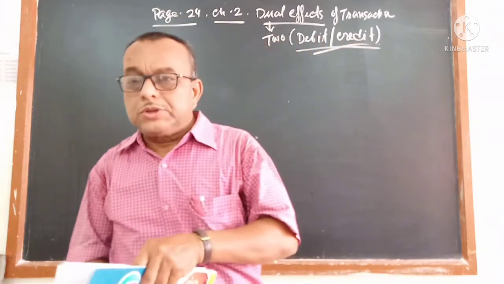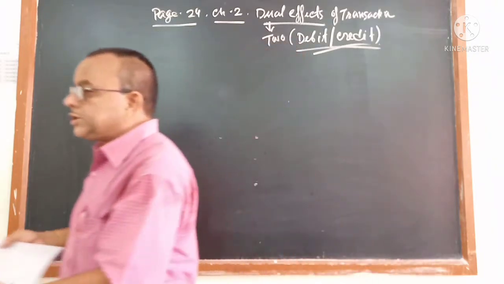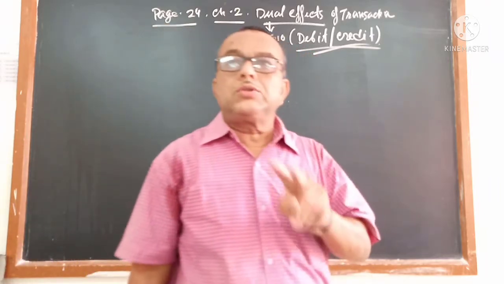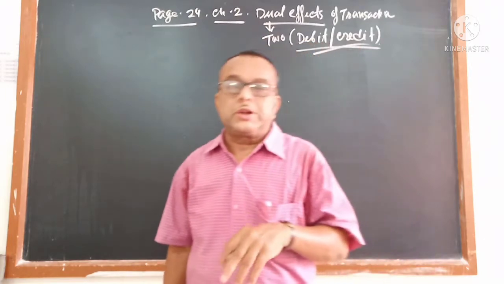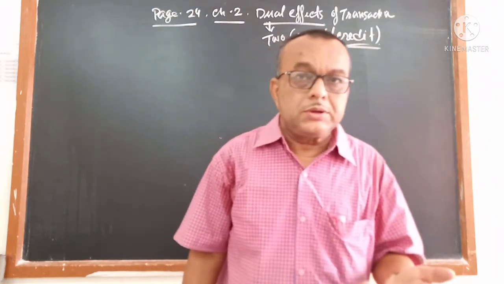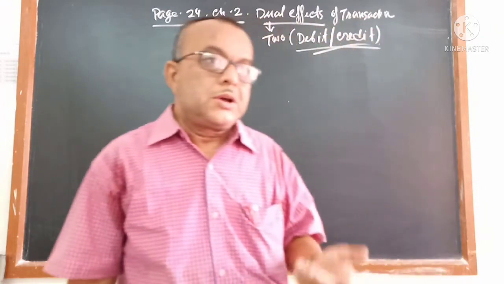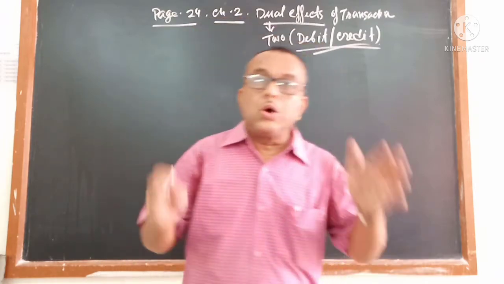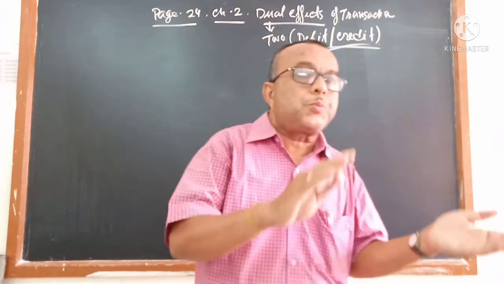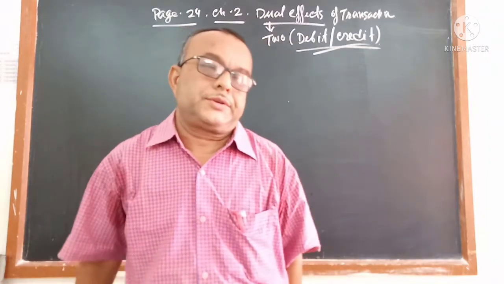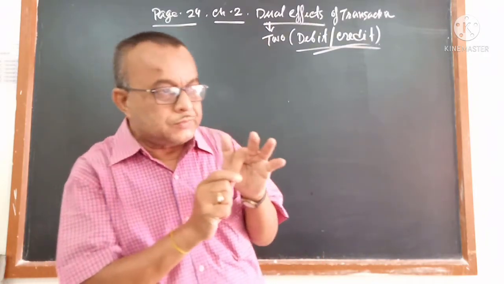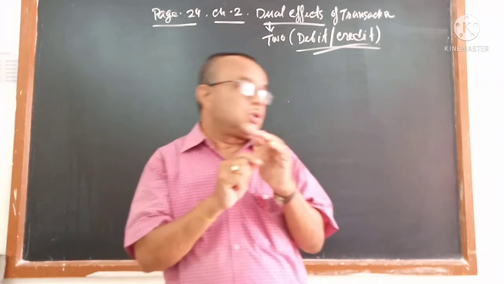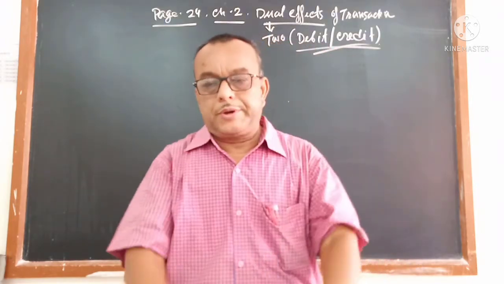So what are we going to learn from this chapter? We are going to learn the dual effect of each transaction. That means you have to find out the two effects. The first is called the debit effect, and the second is called the credit effect of each transaction. First of all, you have to know which one is called a transaction. Without knowing which one is called a transaction, it will not be possible for you to find out the dual effect. First, we will find out the transactions. Then from each transaction, we will find out the two effects: first is the debit effect and second is the credit effect.